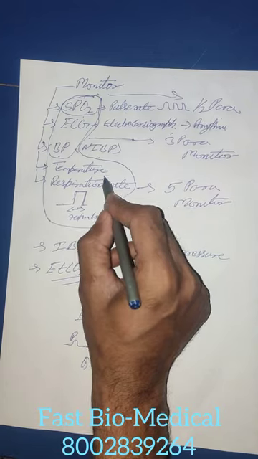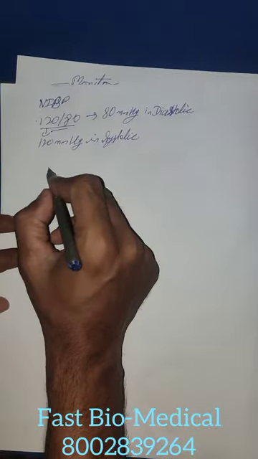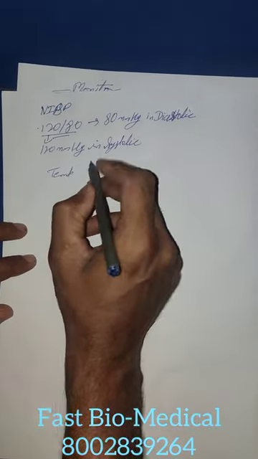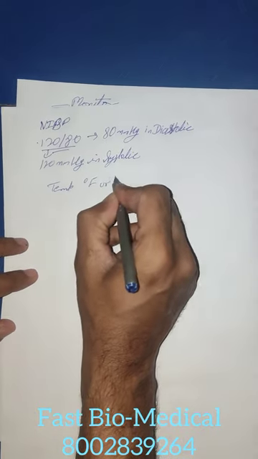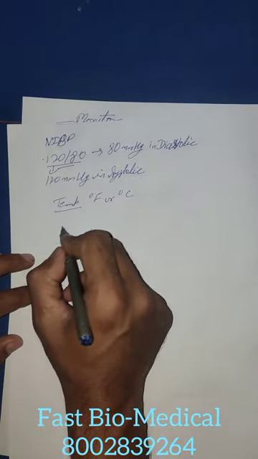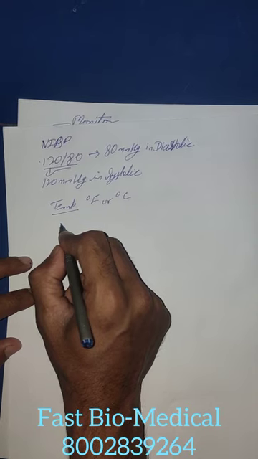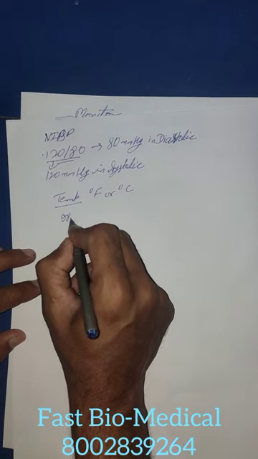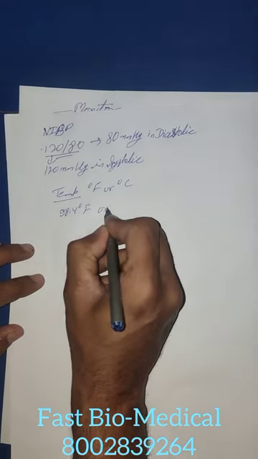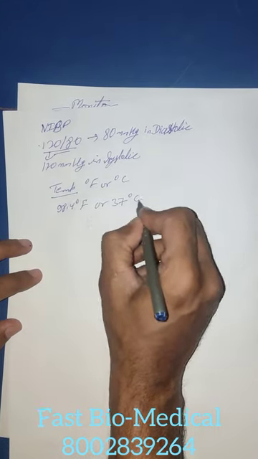Now temperature we measure in degrees Fahrenheit or degrees Celsius. The ideal condition for a human is 98.4 degrees Fahrenheit or 37 degrees Celsius.